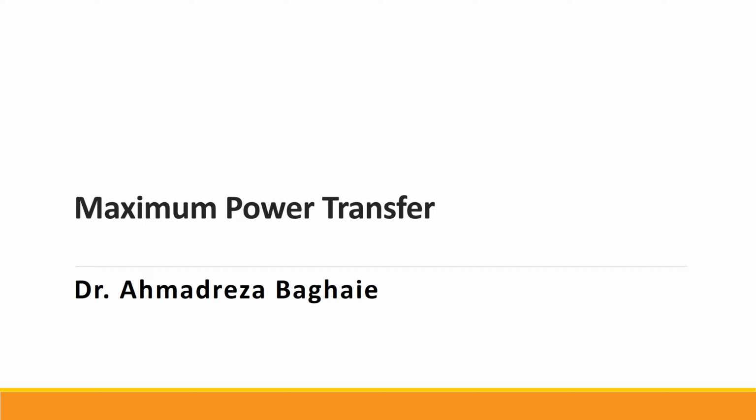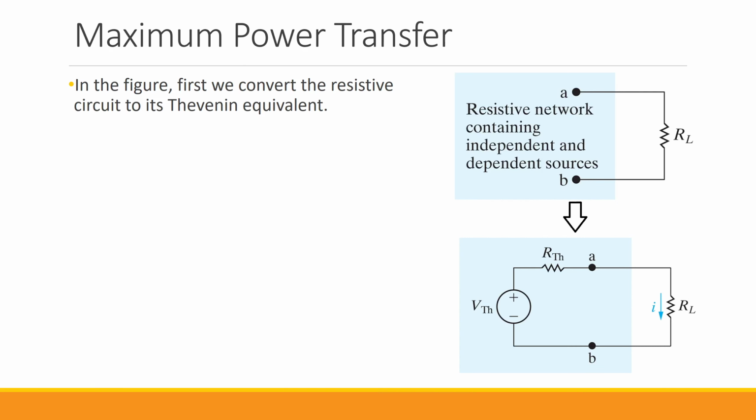In this video, I want to talk about an important concept in electrical circuits, which is called the maximum power transfer. So let's just assume we have this resistive circuit or resistive network that contains a bunch of resistors and some independent and dependent sources.